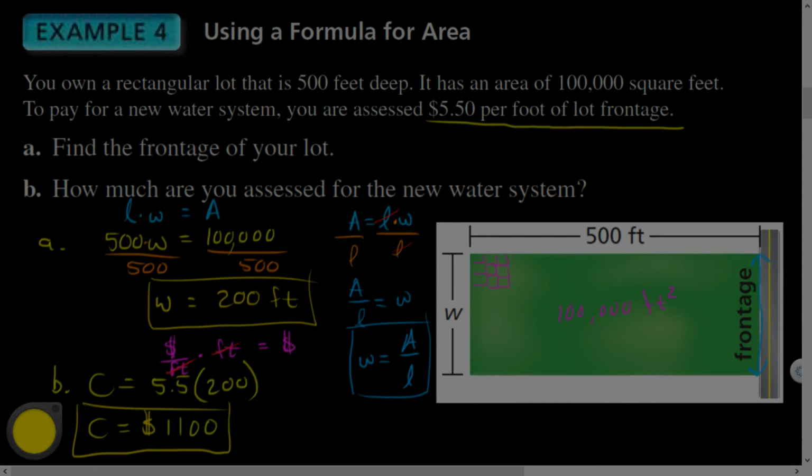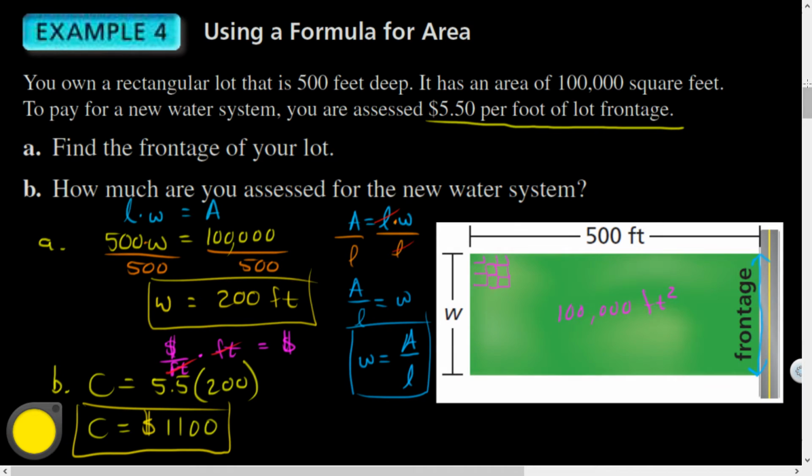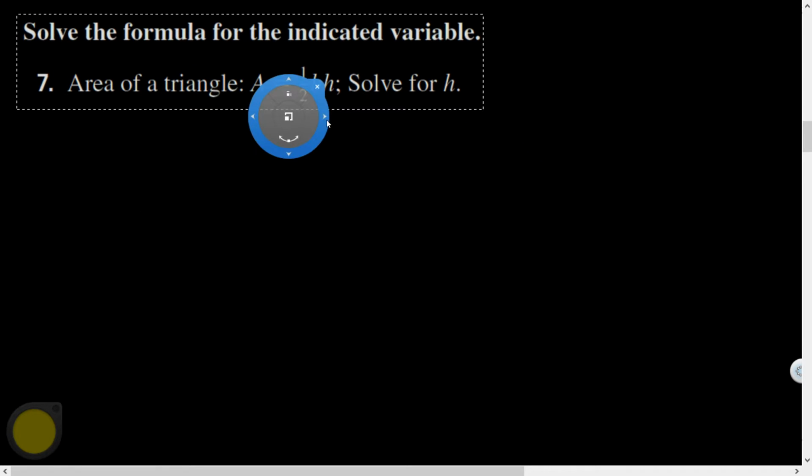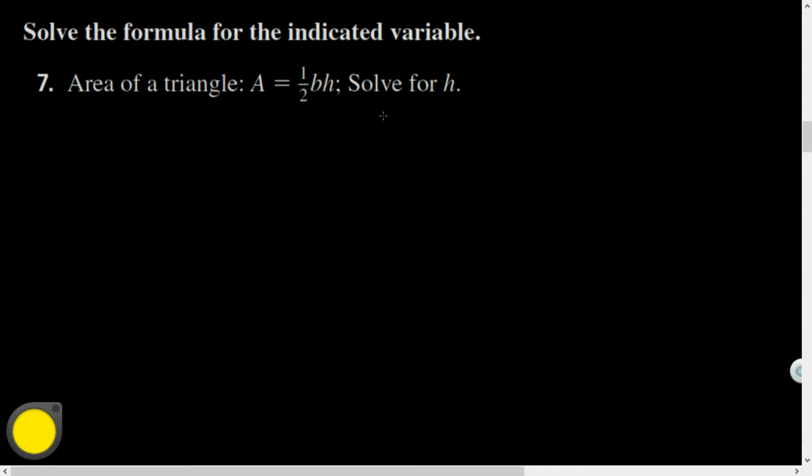All right, let's do monitoring progress question 7. Looks like this one. Question, comment, observation? Yes, you may. All right, solve for H. This is the area of a triangle formula in case you're wondering.